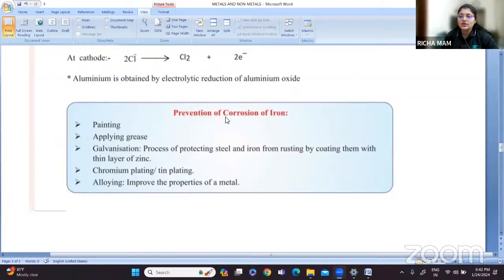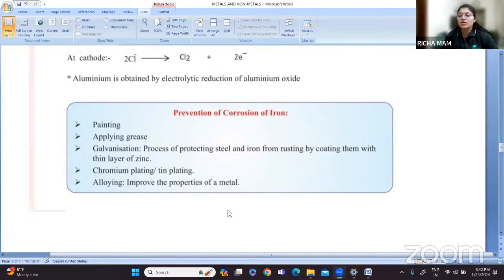What is corrosion? Suppose I give you the example of your gate, the gate which is in front of your home. That is made up of what? It is made up of iron. Why do you paint it? When you set up a new gate, it is made up of iron, right?